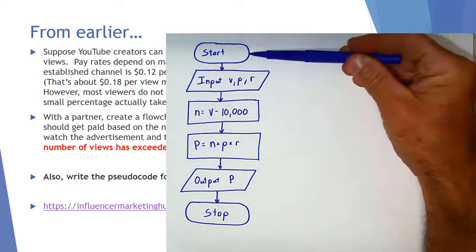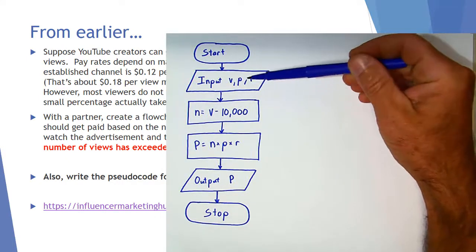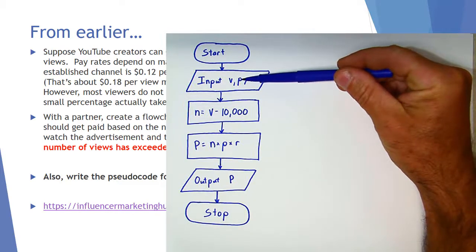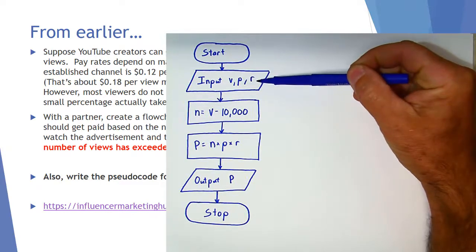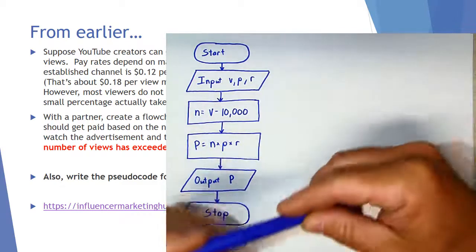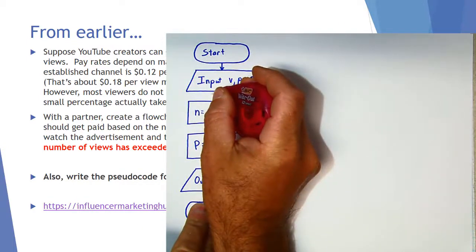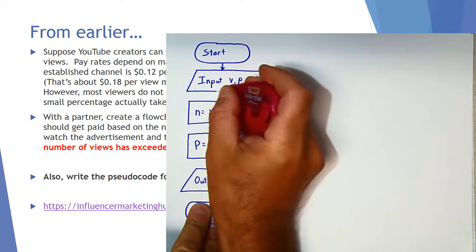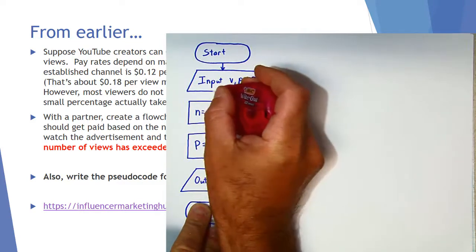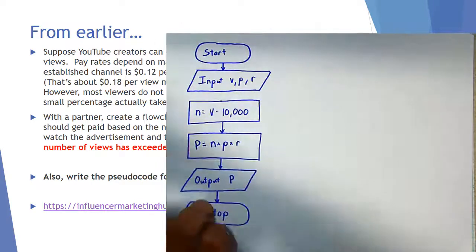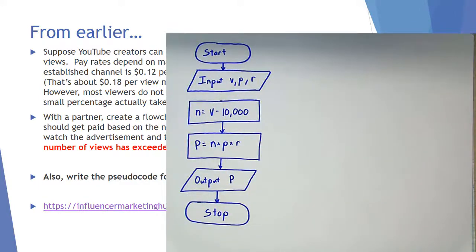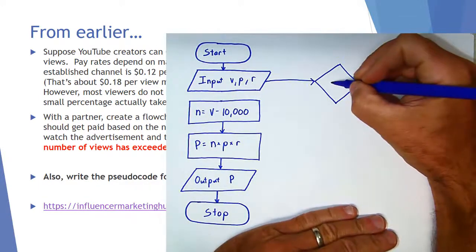Well, would we start out the same way? Would we have inputs of the number of views, the percentage of people that watch ads, and would we need to know our pay rate? Yeah, that's still going to be true, but what's the first thing that we would need to ask? Instead of automatically going on and figuring out the number of money-making views, we're going to have a decision point in here. So instead of automatically moving on to that next step, let's put in a decision point.